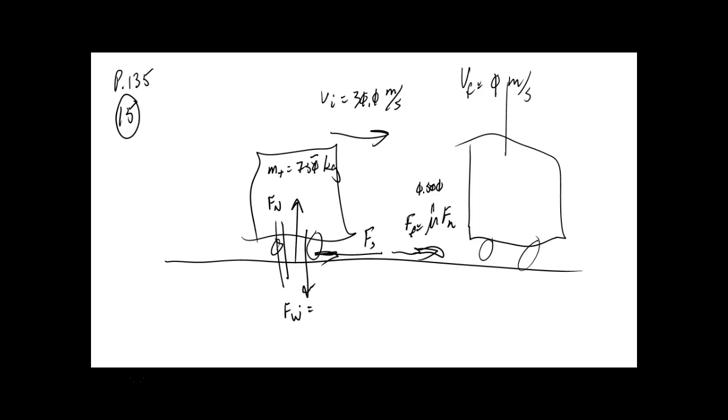How do you calculate the weight of the truck? What is weight? 750. Okay. It's the mass times the what? Acceleration due to gravity. A force is always the mass times the acceleration. Weight is the mass times the acceleration due to gravity. So we can calculate this.